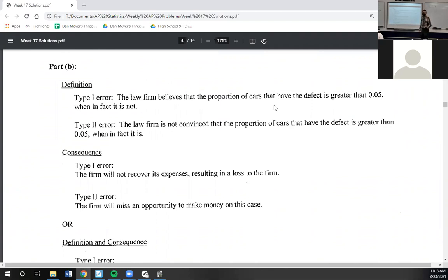And then type 2 would be failing to reject incorrectly. The firm is not convinced, we're not concluding the alternative, that the proportion of cars that have the defect is greater than 0.05, when in fact it is. Not concluding the alternative when the alternative is actually true. So the firm will miss an opportunity to make money on this case, and cars will go on having the defect. So that is what your descriptions of the type 1 and type 2 errors should look like there.